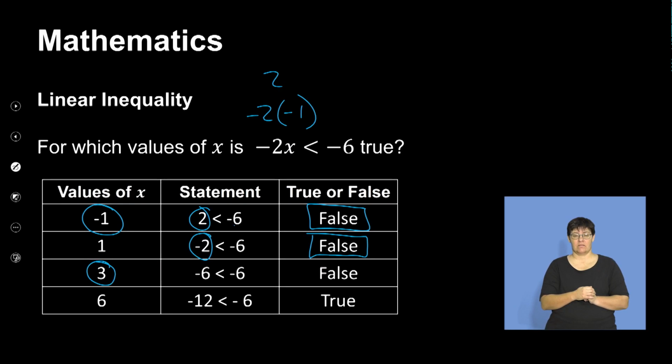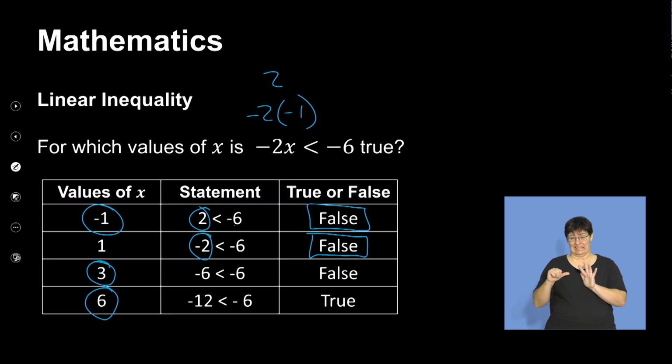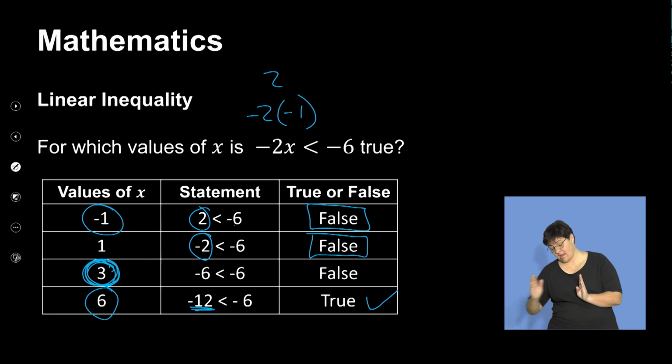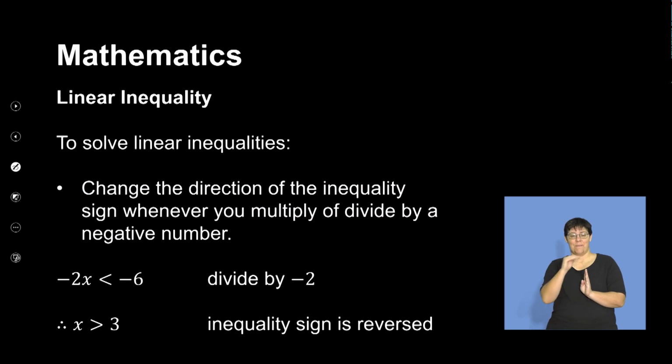So let's have a look at it. Now, if I take a number greater than 3, I chose 6. If I substitute 6 there, I will get -2 multiplied by 6, which gives me -12. And -12 is definitely less than -6, so this will be a true statement. So all the values that are greater than this 3, because I said this 3 is like our midpoint, will satisfy that particular situation that we have there.